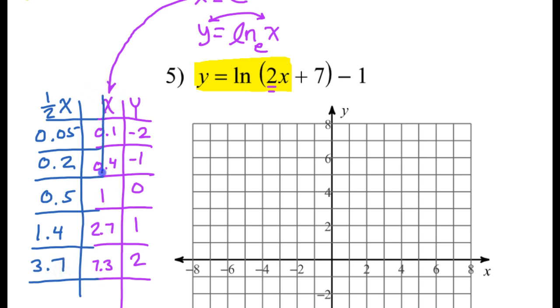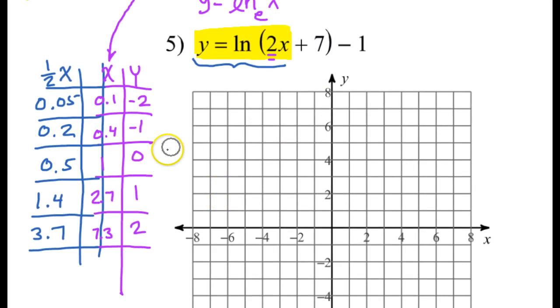Okay, so those are my new x values. These points represent everything that I have highlighted here in yellow. Natural log of 2x. It's everything except for the plus 7 and the minus 1. So let's plot these points. Do not connect the dots because this is not your final answer.